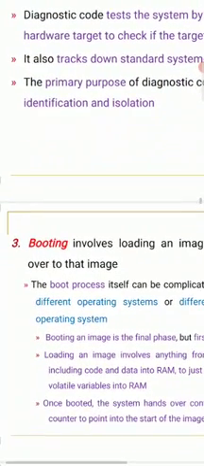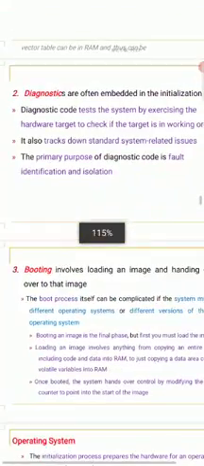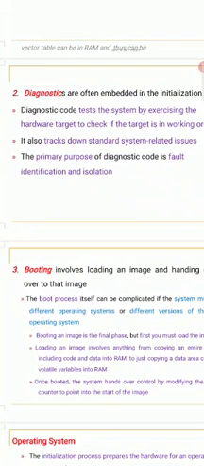Next is booting. Booting involves loading an image and handing over control to that image. The boot process itself can be complicated if the system must boot different operating systems, or different versions of the same operating system. Booting an image is the final phase, but first you must load the image. Loading an image involves anything from copying an entire program, including code and data, into RAM, to just copying a data area containing volatile variables into RAM.